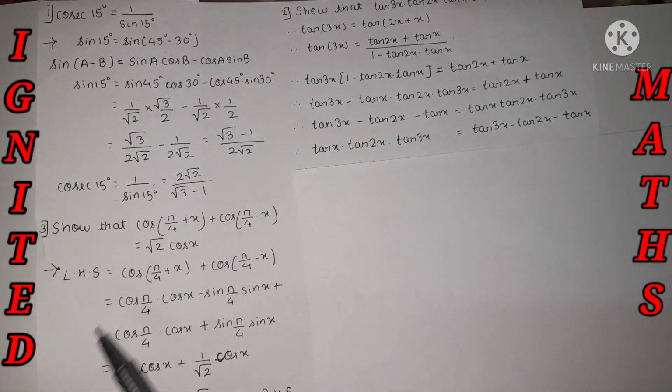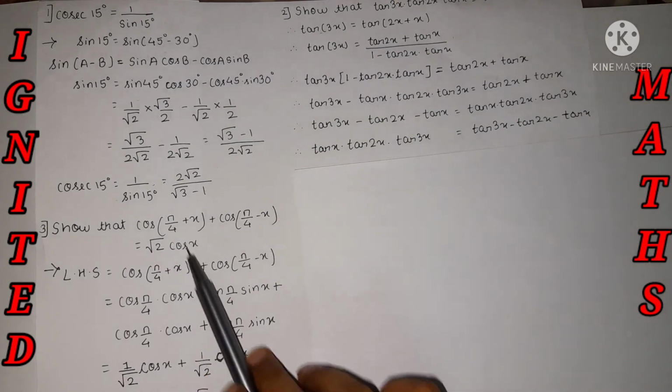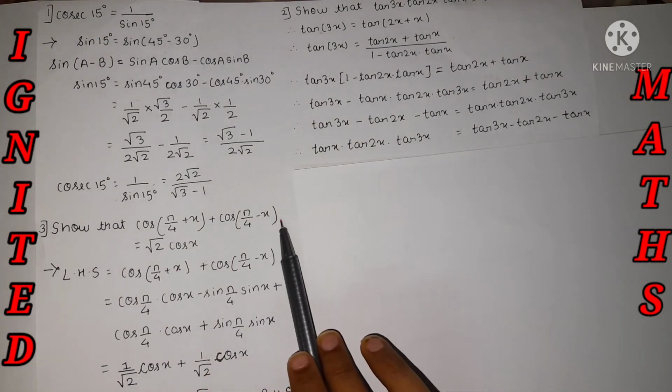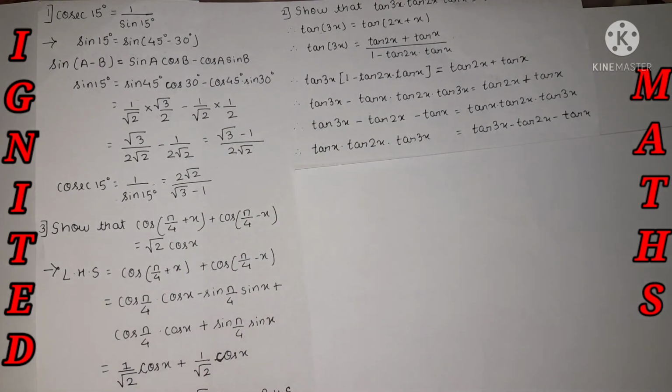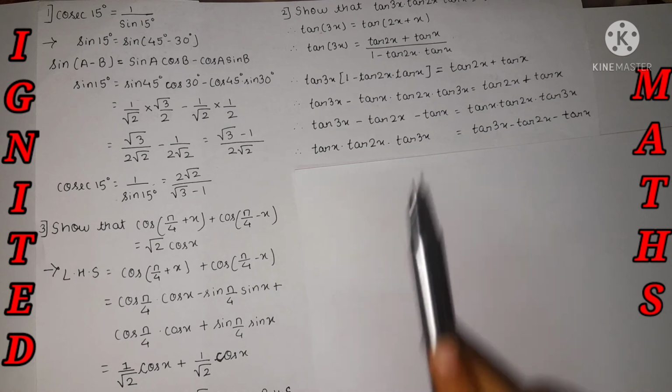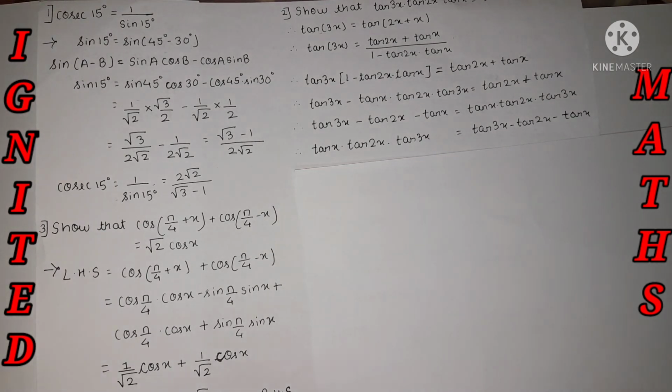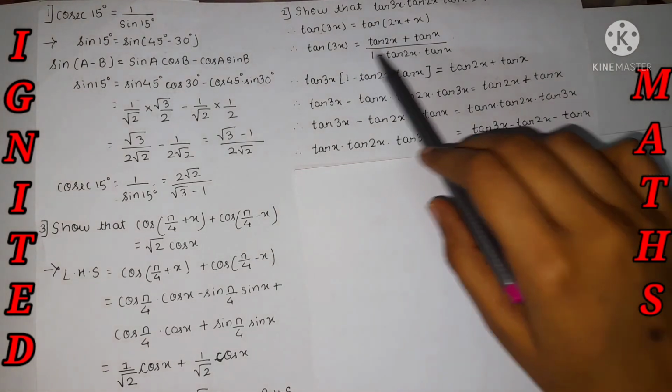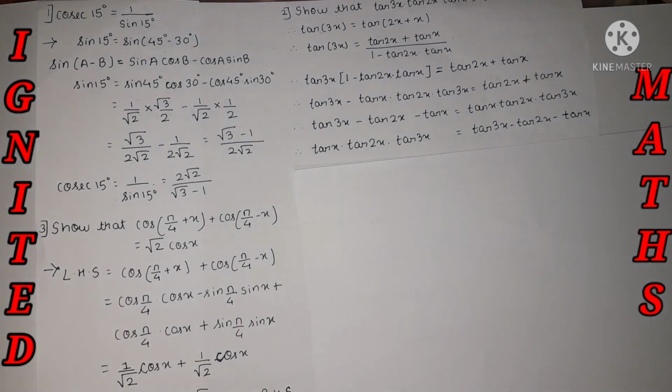The third main question, we need to show that cos pi by 4 plus x plus cos pi by 4 minus x is equal to root 2 cos x. Okay, we need to show it. It's nothing but from LHS to RHS, RHS to LHS, we have proved it. But in the second question, we did not take any LHS and RHS. We took the relation and proved it very easily. In that way also it's alright.